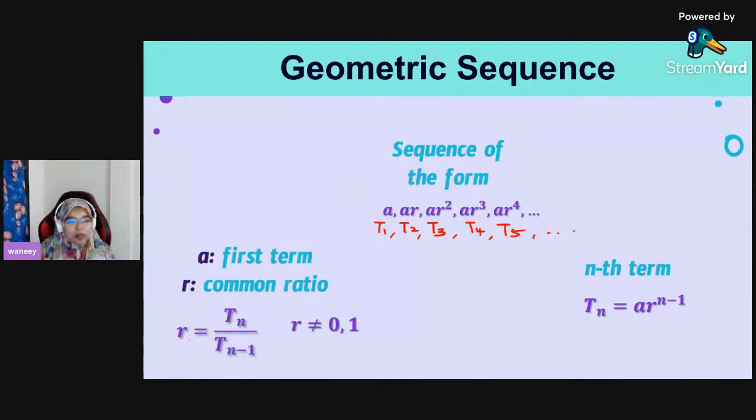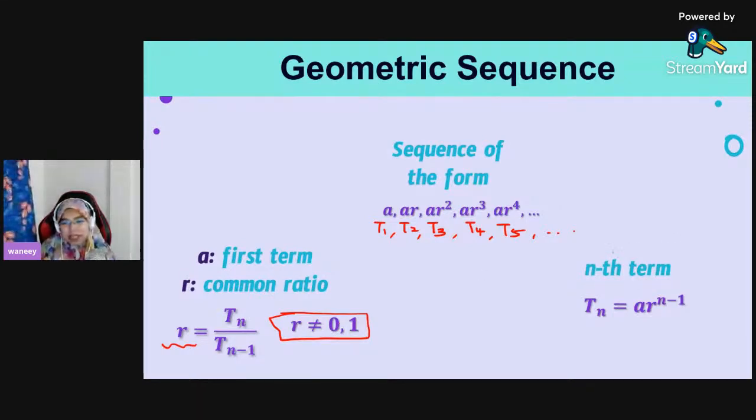So how do we find the value of r? We take Tn and divide it by Tn minus 1. You will get the value of r, but there is a special condition where r cannot be equal to 0 and r cannot be equal to 1 as well. If we have 0, you are not going to get any geometric sequence. If you have 1, the same thing, it is not a geometric sequence because we will just repeat the same thing. Okay, now how are we going to get the nth term?